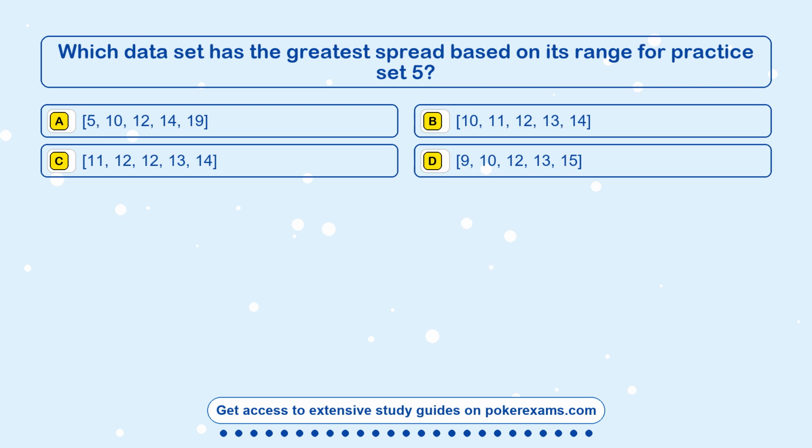Question 21. Which data set has the greatest spread based on its range for practice set 5? Option A 5, 10, 12, 14, 19. Option B 10, 11, 12, 13, 14. Option C 11, 12, 12, 13, 14. Option D 9, 10, 12, 13, 15.